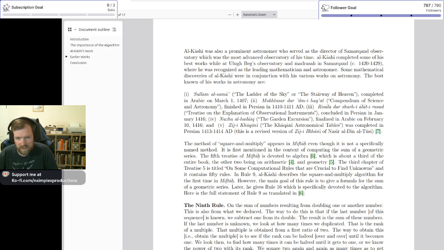And Zish-i Kakhani, the Kakhani astronomical tables, completed in Persian 1413 to 14. This is a revised version of Nasir al-Din al-Tusi's. Yep. Al-Tusi was also a famous mathematician and astronomer, so you can check out his stuff at some point, I'm sure.